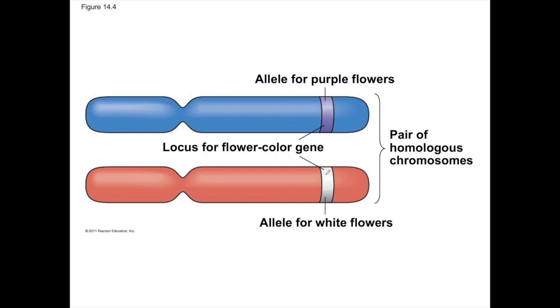Now, since you have two copies, you could have two of the same alleles. So you could have a purple allele and a purple allele, or a white allele and a white allele, or you can have two different versions. You could have a purple and a white, as is depicted in this figure.